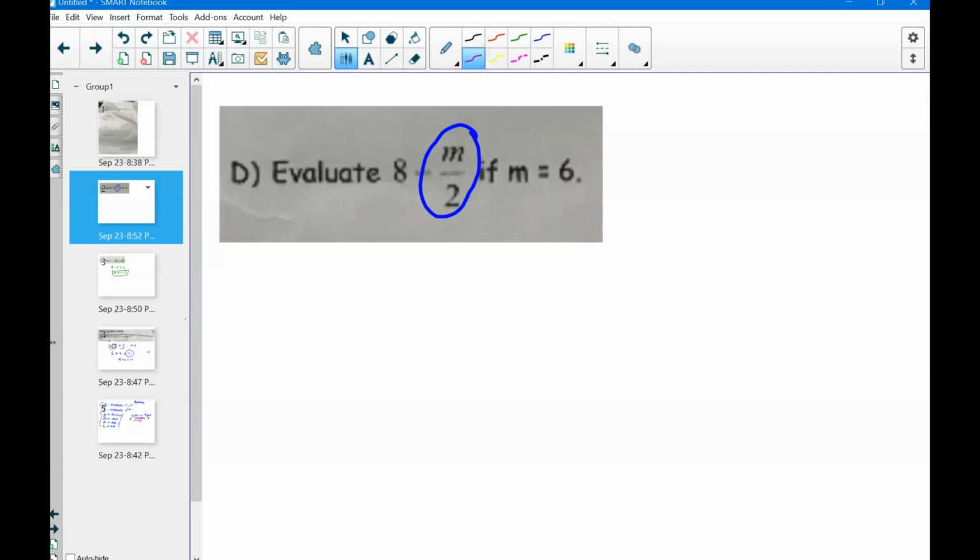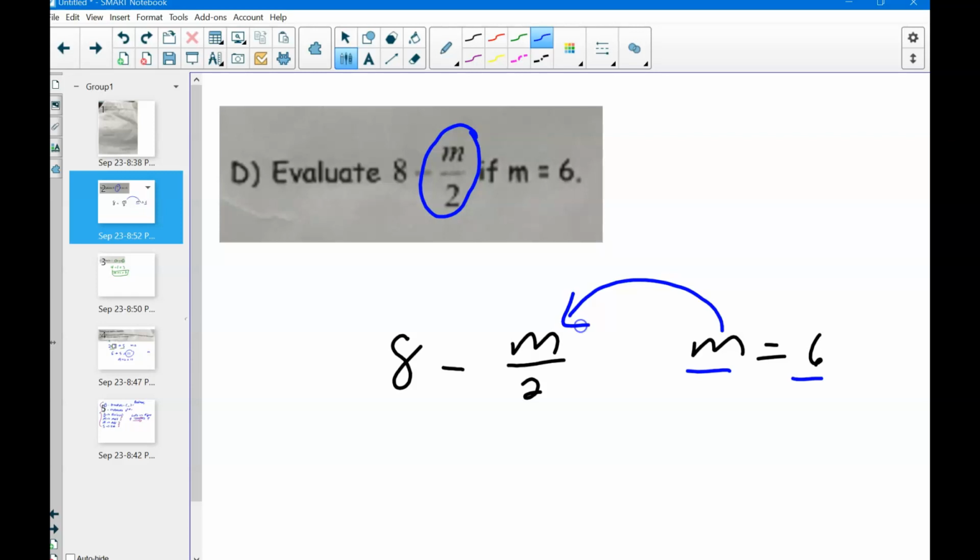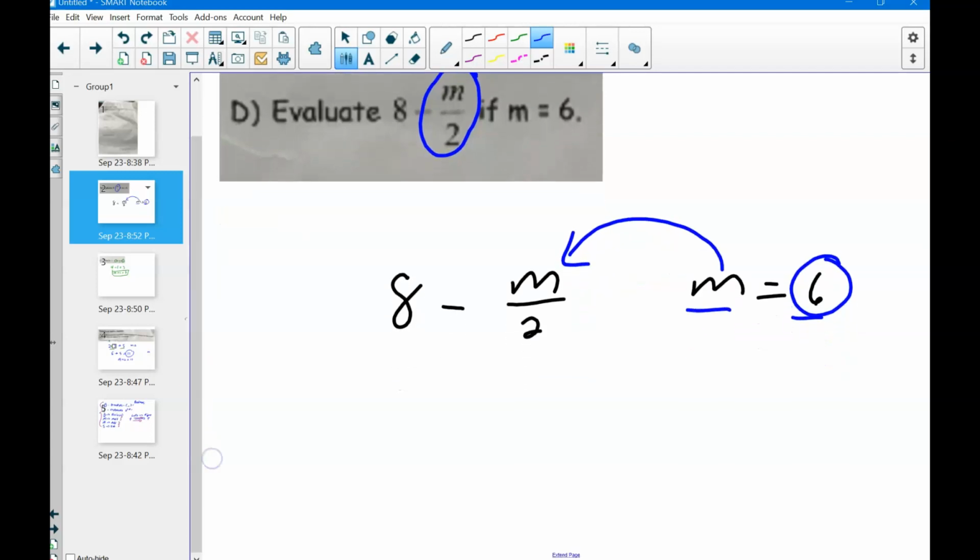So let's rewrite this and say 8 minus m over 2. And in our case, m is equal to 6. Now right away we're getting used to the fact that when I have the value m is here, 6 is here. Whenever I see an m, I can change it out for a 6. Alright, so that makes a little sense, but still looks kind of crazy. So let's move forward with it and try to see what happens.